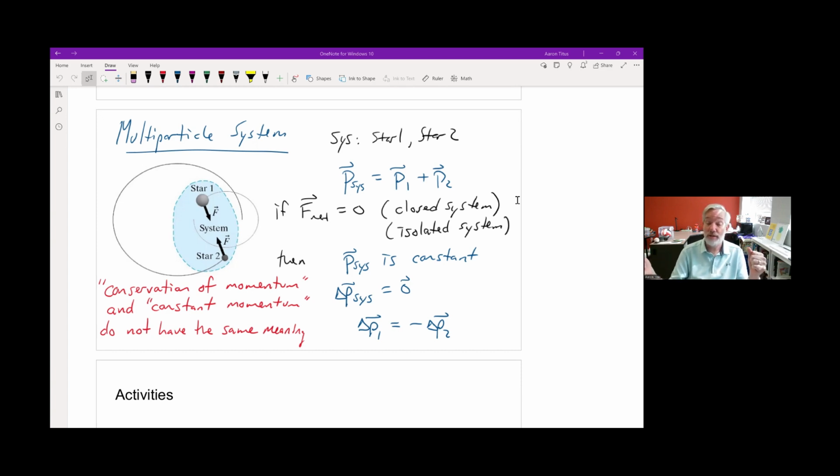And we could apply conservation of momentum that says, well, the change in momentum of the system will be equal to the negative of the change in momentum of the surroundings. But in this case, the system is both stars. And so the net force on the system is zero and the momentum of the system is not changing, which means delta P1 will be equal to negative delta P2. So that just tells us the momentum's constant.